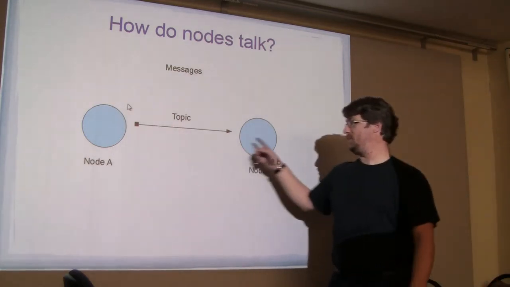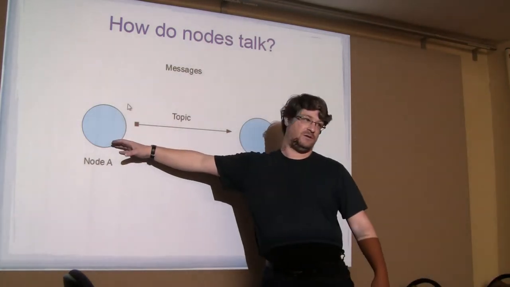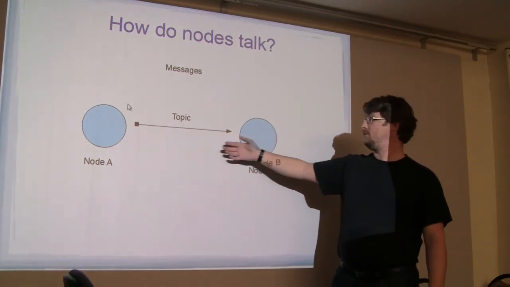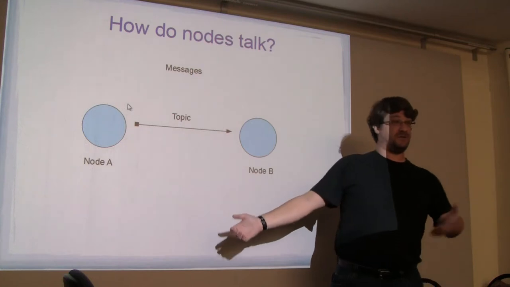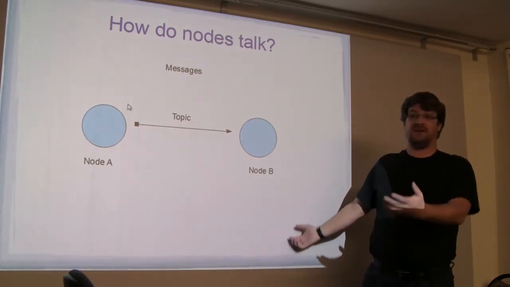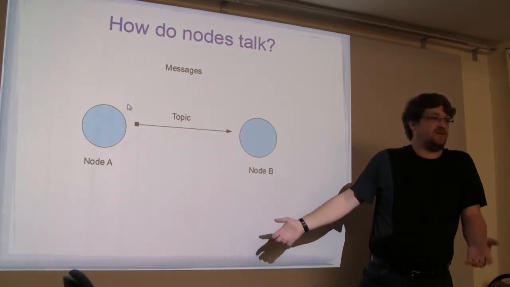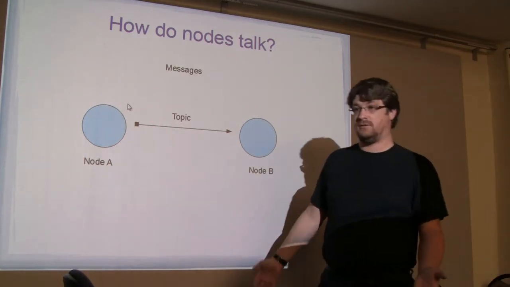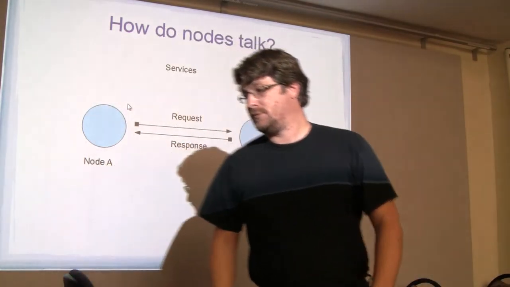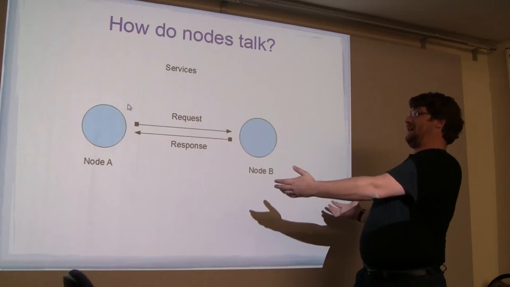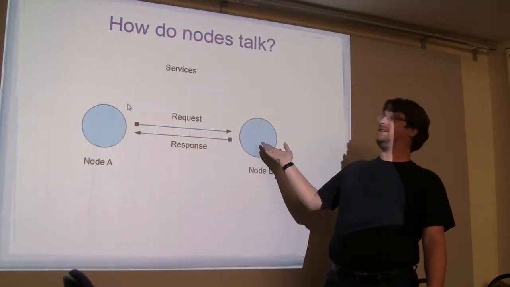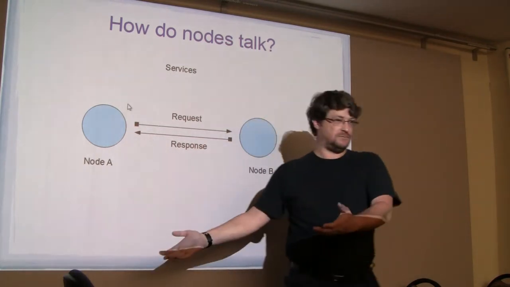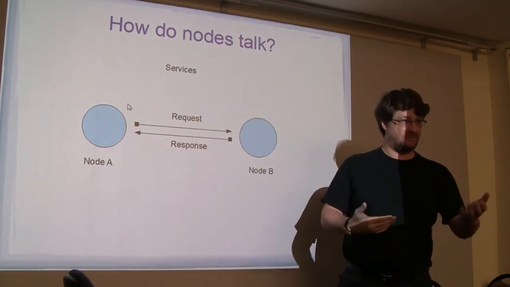How do nodes talk? Node A to node B. Sonic sensor, motor control. This is the topic it's listening to. Your motor control wants to stop when there's something right in front of it. It listens to the sonic sensor that knows what's right in front of it. These are how services talk. Where is the sonic sensor telling me it's at? It's right here. Okay? Pretty basic messaging concept.